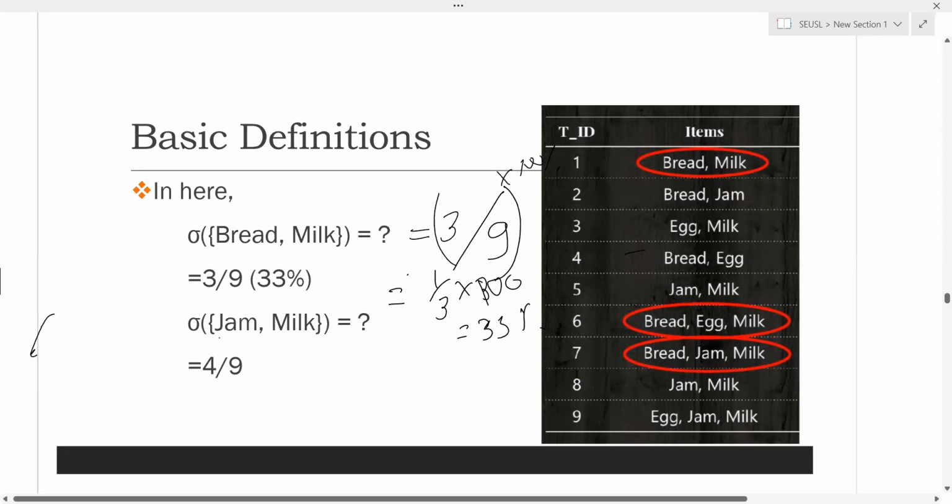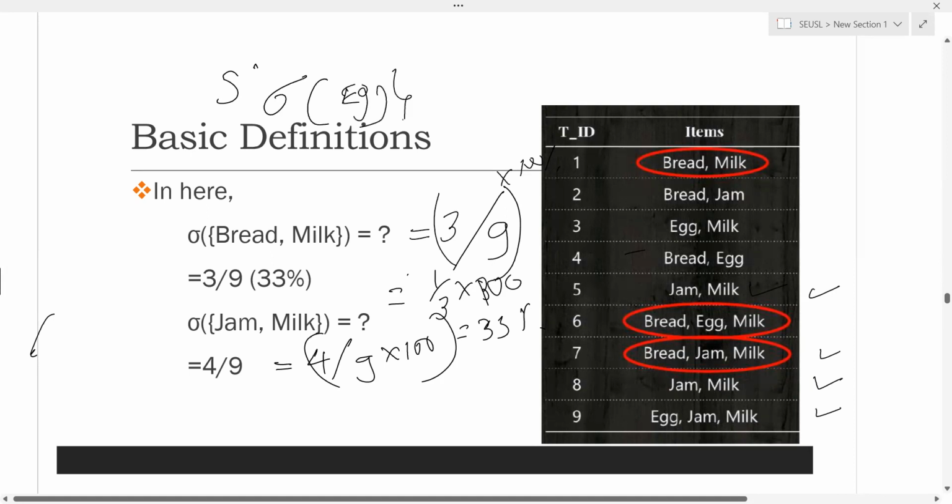Similarly, if you need to find out the support of jam and milk, you need to find out the support count of jam and milk. What is that? This one, transaction 5, transaction 7, 8, 9. So how many? 1, 2, 3, 4. So 4 divided by total number of transactions 9 multiplied by 100. That is called support.